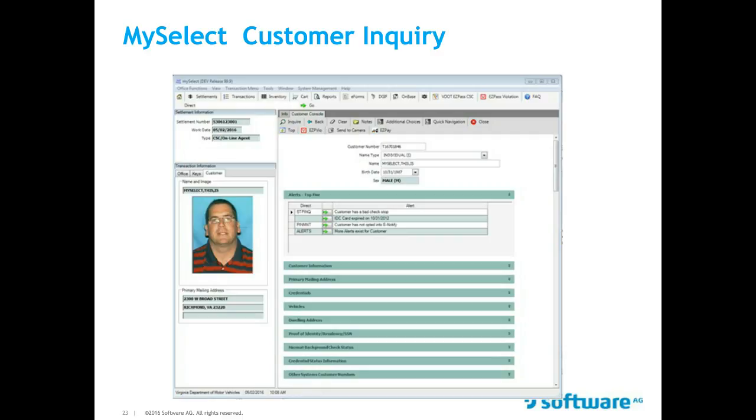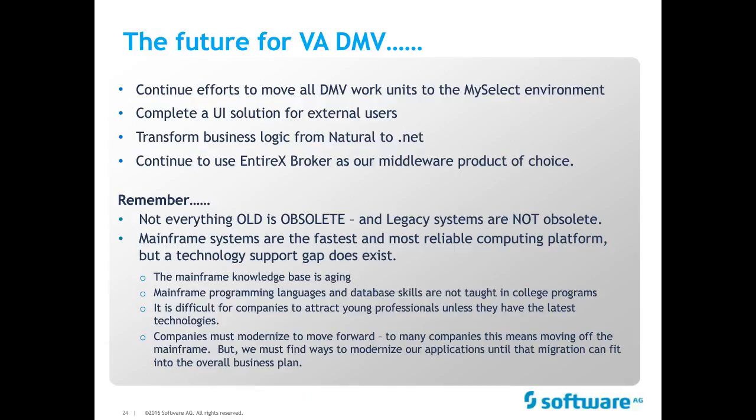So for us, what's the future for DMV? We want to continue our efforts to move all of our work units to the MySelect environment. Some of our internal work units are still using the mainframe green screens. They're not using the front-end CSCNet application, but they're still going directly to the mainframe. We would like to complete a UI solution for all external users. We want to finish transforming the business logic from Natural to .NET. And we want to continue to use EntireX Broker as our middleware product of choice. It works great for us.